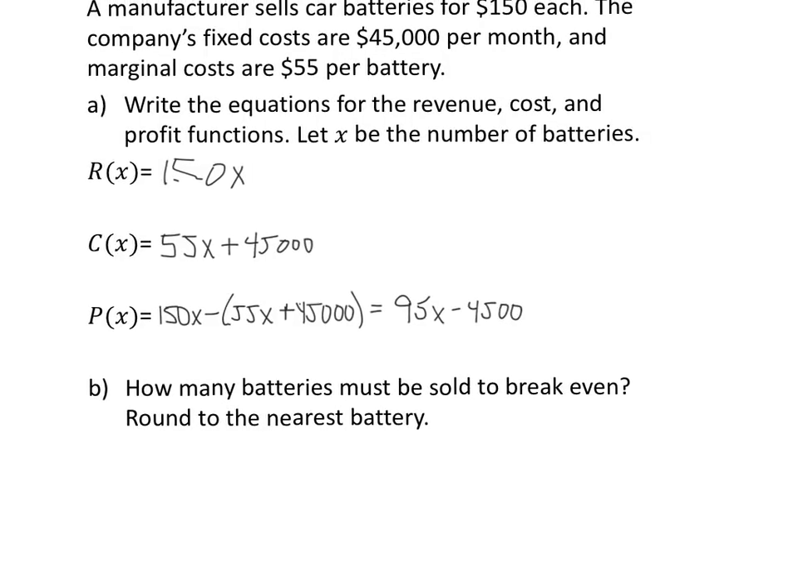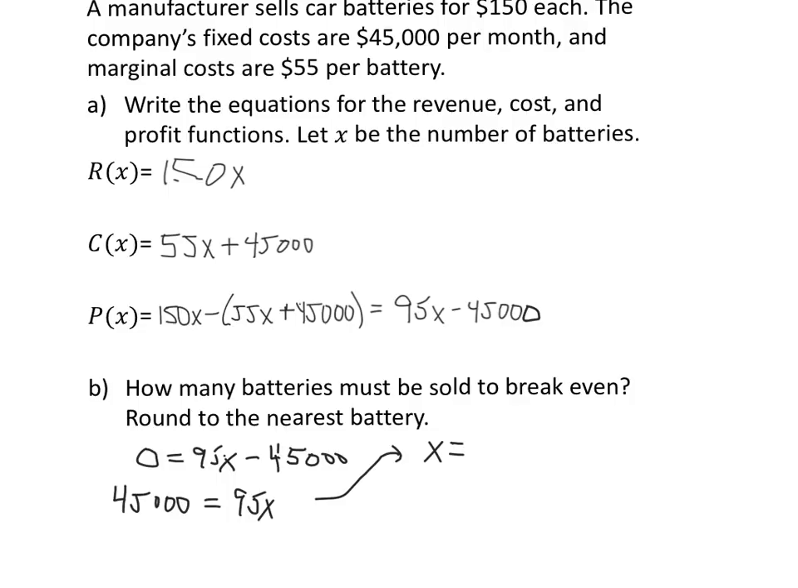So how many batteries must be sold to break even? Well, break even is when revenue equals cost or when profit equals 0. So I set 0 equals 95x minus $45,000. See, I noticed that extra 0 on the profit function there when I went back to it. In order to solve for x, we're going to add 45,000 to both sides. So 45,000 equals 95x. To get x by itself, now we'll divide both sides by 95.